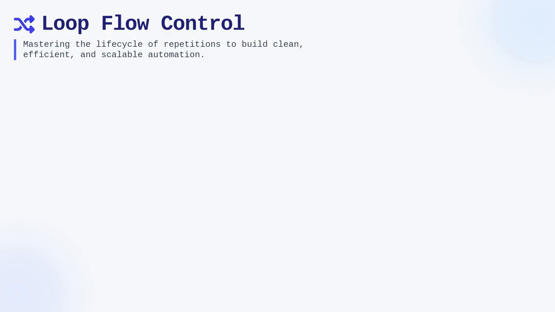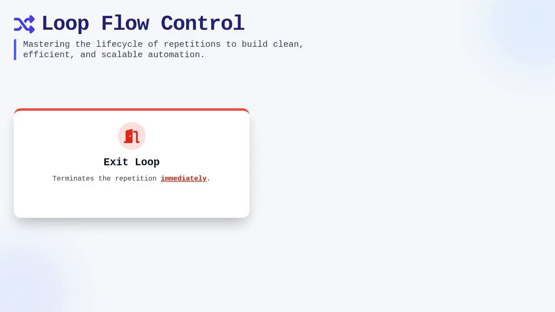Managing these loops requires more than just knowing how to trigger them. You must understand how to influence their life cycle using flow control actions. The exit loop action provides a clean way to terminate a repetition immediately once your target is met, such as finding a specific invoice number in a large list.